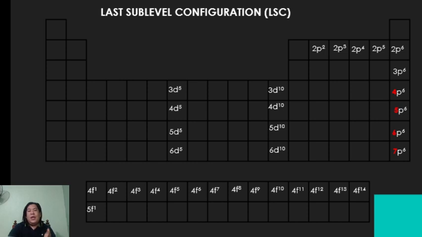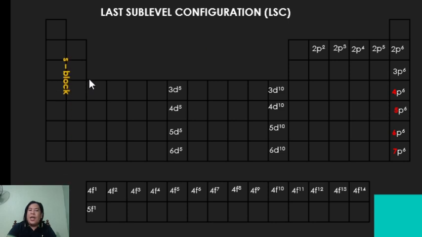a given element. You can identify the last sublevel configuration just basically looking at the position of that particular element in your periodic table. So how to do that? So let us divide first our periodic table. So the periodic table is divided into 4 blocks, namely the SPDF block. So ano yung mga SPDF block na sinasabi?